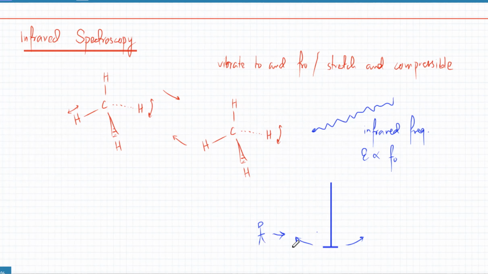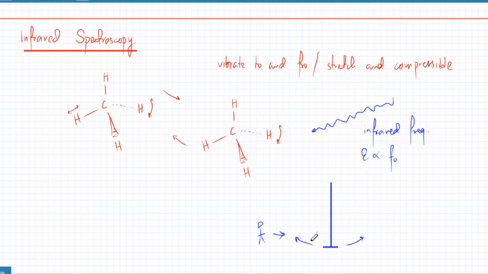Now, the swing will absorb energy at a specific frequency. If a person is transmitting energy to the swing, he has to apply energy at a very specific point with a very specific time period.